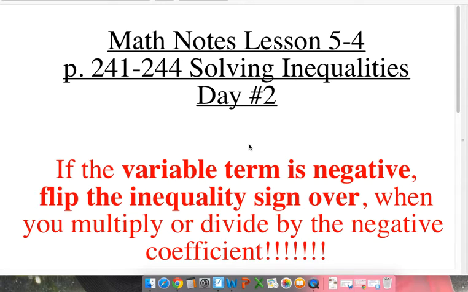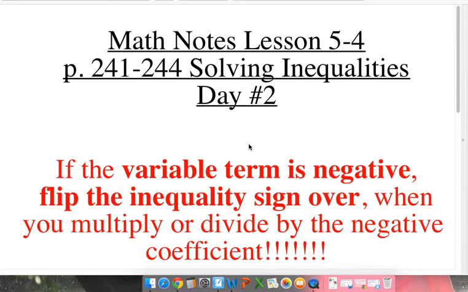Previously, we have been working a lot with equations, and we've learned how to isolate the variable by doing the opposite and doing it to both sides. And then day 1 of this lesson, we basically applied all of those same principles that we learned with equations. We applied those to working with inequalities.